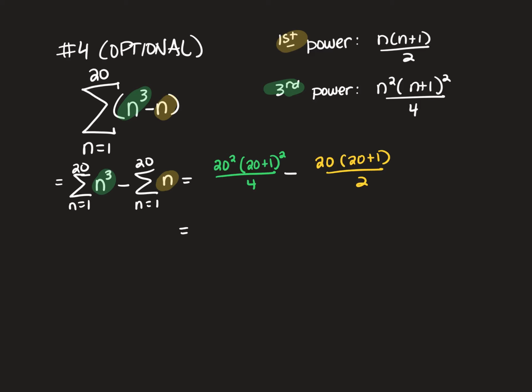Now we have an expression that we can start to evaluate. So we have 20 squared times 21 squared over 4 minus 20 times 21 over 2.